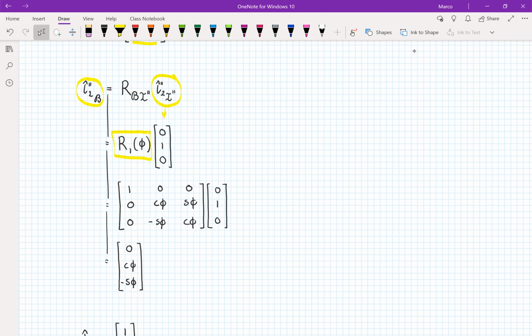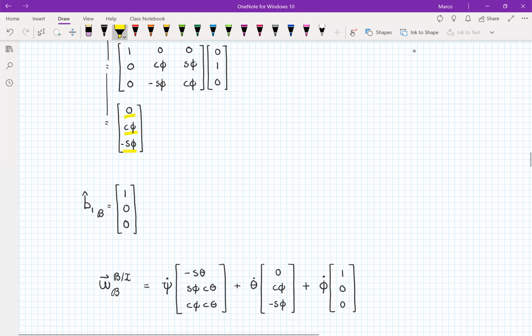Here the multiplication is a little bit easier because we only have one elementary rotation matrix. So we find that I2 double prime in the B coordinates is simply 0, cosine of phi, and minus sine of phi. Now what about B1? Well, B1 in the body coordinates is very easy. We don't have to rotate because we're already in the reference frame that we are interested in, and the coordinates of the versor are simply 1, 0, 0.